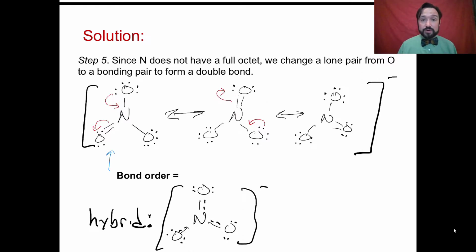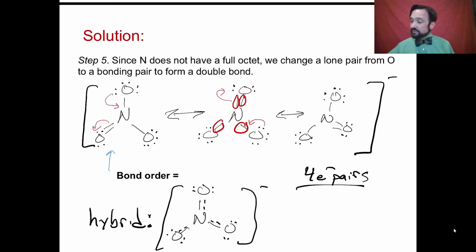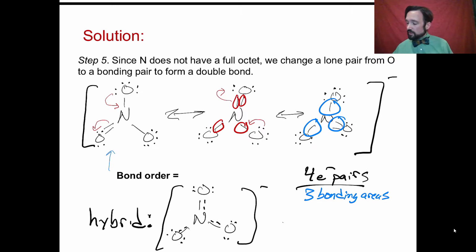What does this mean for my bond order? Again, how many pairs of electrons do I have? Let's pick my middle resonance structure here. 1, 2, 3, 4 pairs of electrons. And how many bonding areas do I have? Well, we think about the overall bonding areas. I've got 1 area, 2 areas, 3 areas, 3 bonding areas. 4 divided by 3 gives me a grand total of 1 1/3. Or I'm not going to be too sad if you wrote 4/3 for my bond order.